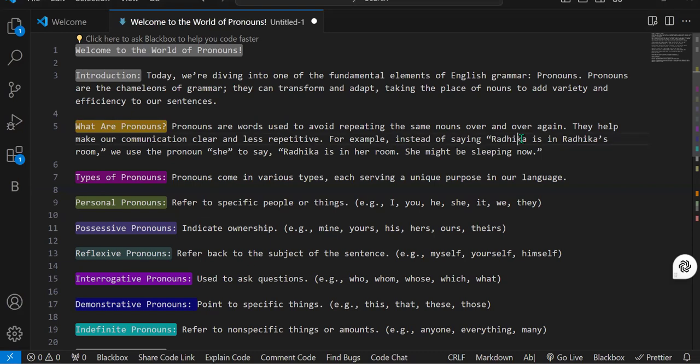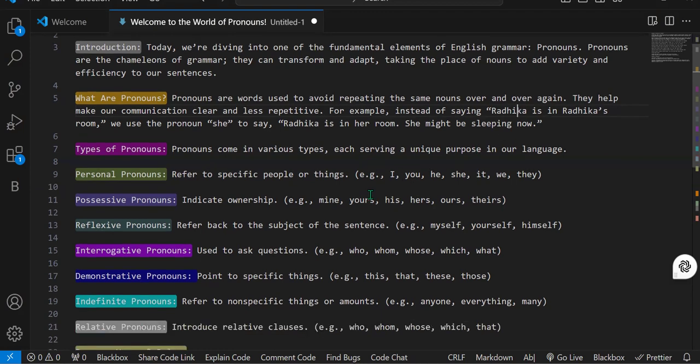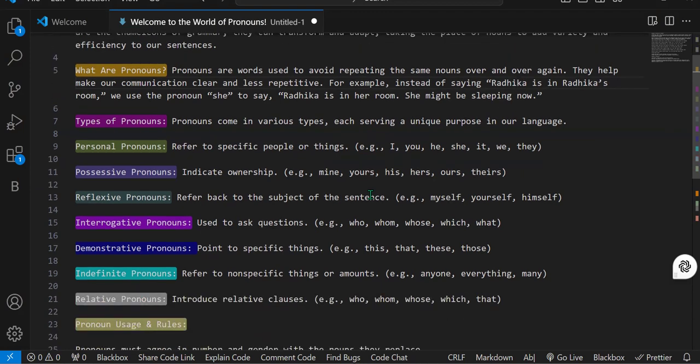Types of pronouns. Pronouns come in various types, each serving a unique purpose in our language. Let us see how many types. Personal pronouns refer to specific people or things. Example: I, you, he, she, it, we, they. All these are personal pronouns. Possessive pronouns indicate ownership, like mine, yours, his, hers, ours, theirs. These all come under possessive pronouns.